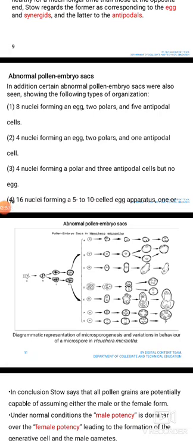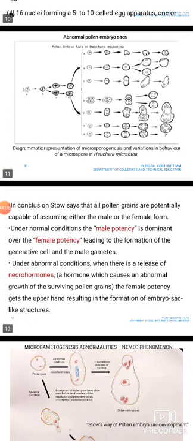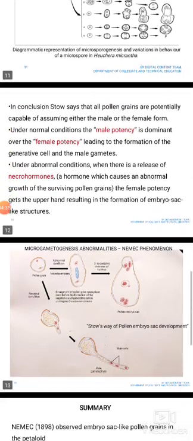In conclusion, Stowe says that all the pollen grains are potentially capable of assuming either the male or female form. Under normal conditions, the male potency is dominant over the female potency, leading to the formation of the generative cell and male gametes. Under abnormal conditions, when there is a release of necrohormones, hormones which cause abnormal growth of surviving pollens, the female potency gets the upper hand, resulting in formation of embryo sac-like structures.